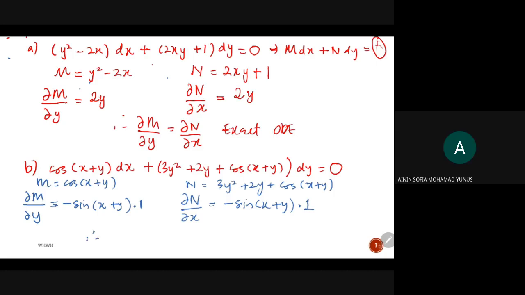So from here you can see both will result. Okay, both have resulted negative sin x plus y. So we have del M over del y is equals to del N over del x. So maknanya again this one also exact equation. Asyik exact je kan? Okay, nanti saya tunjuk kat you bila condition yang dia tak exact.